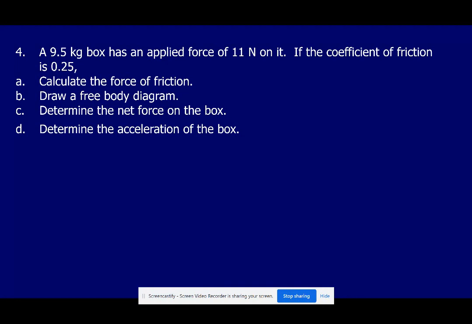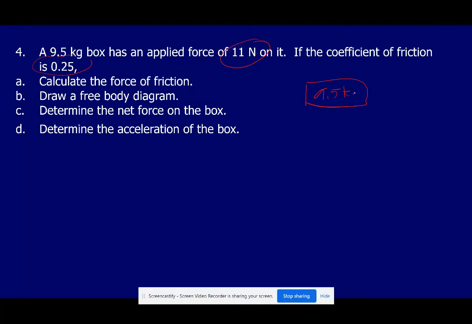So it says a 9.5 kilogram box has an applied force of 11 newtons on it. It gives me a coefficient of friction. A says calculate the force of friction. B says draw the free body diagram. Now, I don't remember when I came up with this slideshow, but I always like to draw the free body diagram first. So I'm going to start by doing that right over here. So I'm going to answer B first.